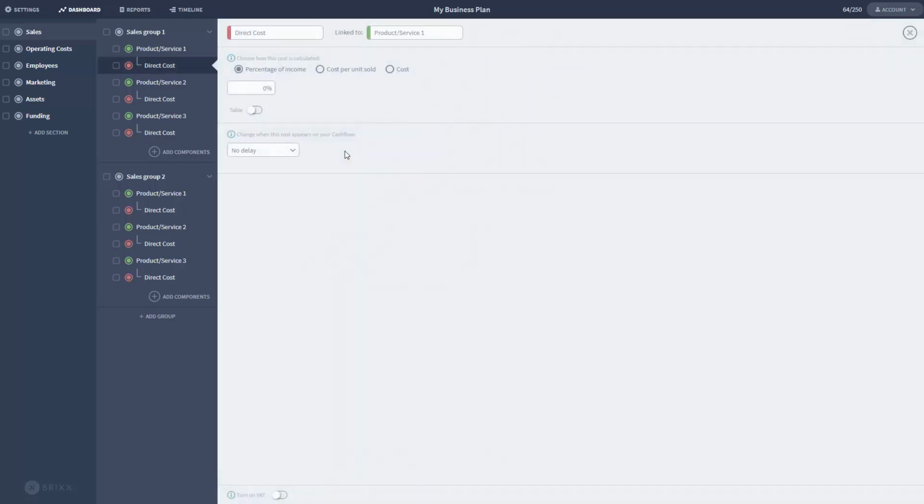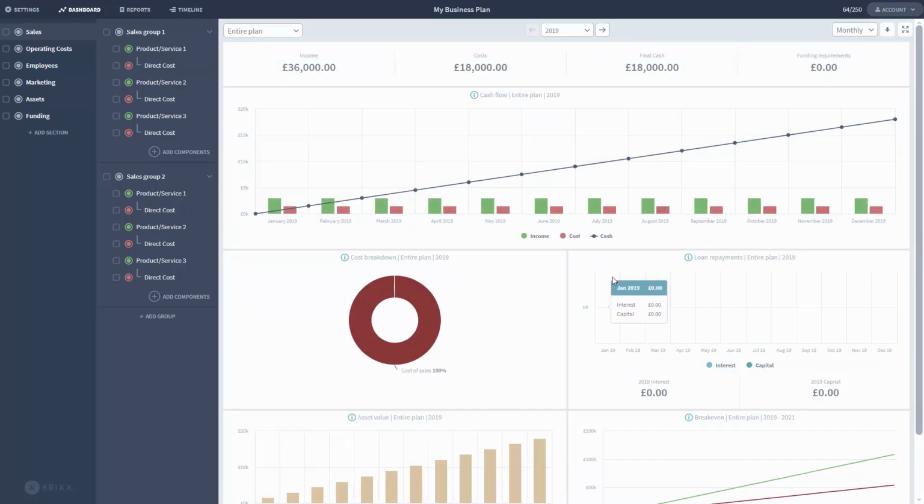So let's get some costs going in as well. If I just set this to 50% of income, we can see some costs coming through now, which has adjusted my final cash and added in some costs too. The funding requirements is 0 at the moment because at no point do we go into negative cash. The funding requirements is meant to be an indicator of where you're going into negatives in the future and you're going to need to find some way of plugging that gap.